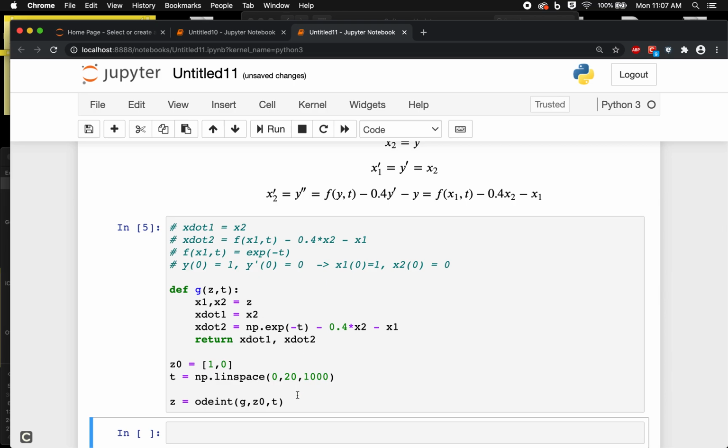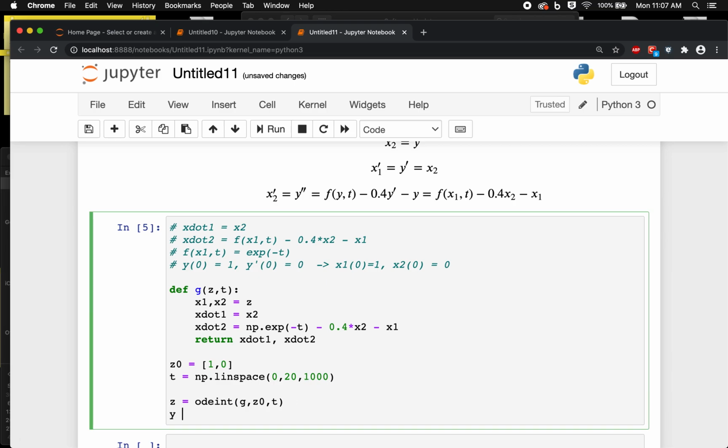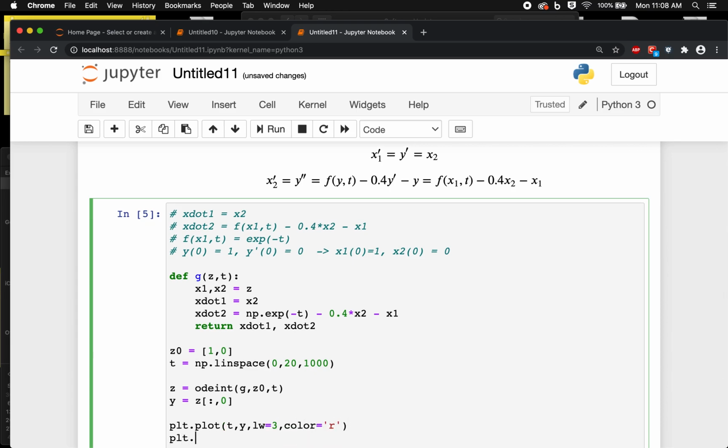So now it runs. And then my y, which is typically what I want, is going to be z[:, 0], because it's going to be the first solution, right? So remember, z is going to have the two variables as columns. So x1 will be the first column, x2 will be the second column, where this is y and y prime. And so I come down here and I grab that first column, and then I can just do plt.plot of t comma y, line width is equal to 3, color is equal to red, and then plt.show.